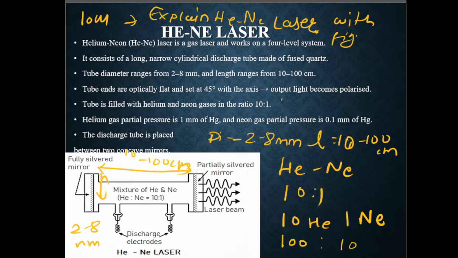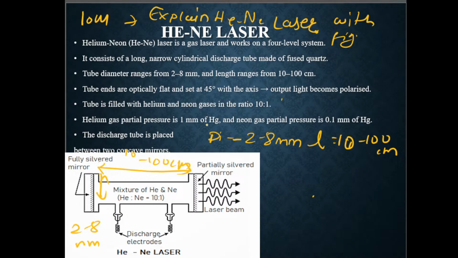मतलब 10 या फिर 100 अगर हीलियम के एटम्स है तो उसमें अगर 10 एटम है तो उसके साथ एक नियॉन का एटम रहेगा. एंड अगर 100 एटम्स हीलियम के है तो उसमें 10 एटम किसके रहेंगे, नियॉन के रहेंगे. ठीक है. सो दैट इज द कॉम्बिनेशन ऑफ मटेरियल्स और गैसेस यूज्ड हियर. सो फर्स्ट तो हो गया डायमीटर कितना है, लेंथ कितनी है. फिर उसके बाद हीलियम एंड नियॉन गैस का डिस्कशन करेंगे. हीलियम नियॉन गैस इज यूज्ड हियर विद द 10:1 रेशियो. ठीक है.